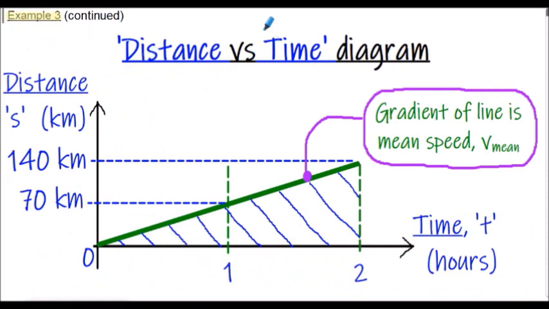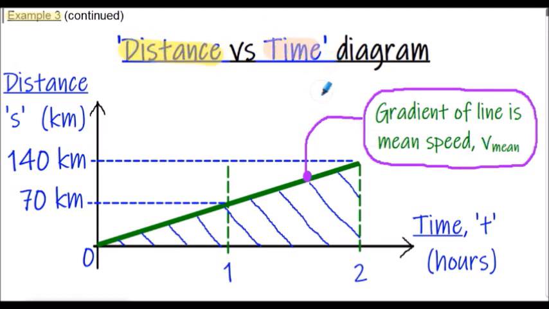As example 3 continued, what I'm going to try and show you now is some diagrams to try and indicate how the parameters of distance, displacement, speed and velocity would be drawn on the respective diagrams. So on this diagram I have a distance versus time diagram.